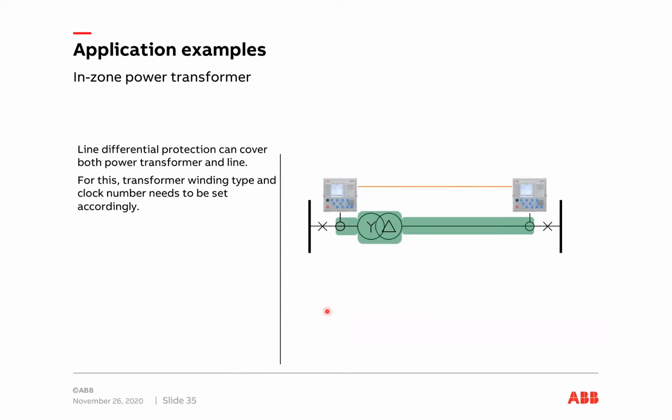And here we have an example of an in-zone power transformer. So it means that we are protecting both the line and the in-zone transformer. So for this, we also need to tell our line differential protection what type of winding types we have in the power transformer.